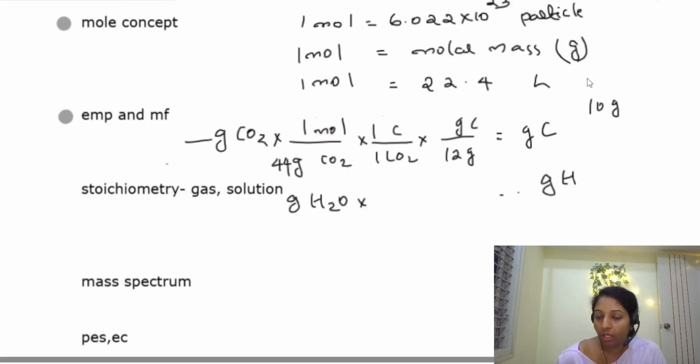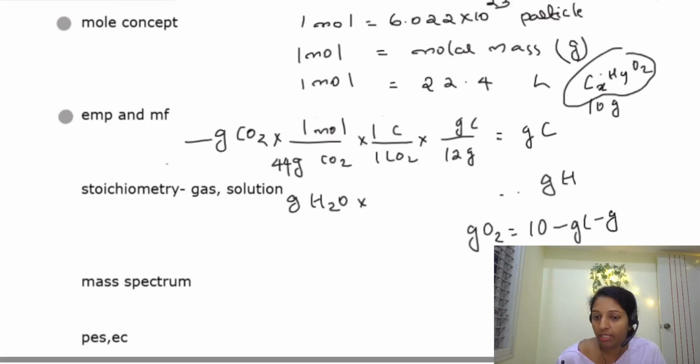The compound is not only carbon and hydrogen; usually oxygen will also be there, like CxHyOz will be the form. At that time, you get the grams of oxygen by using 10 gram minus the grams of carbon minus the grams of hydrogen. After that, do the same steps: given gram divided by the corresponding atomic mass, then divide by the smallest n. That will give the empirical formula. That is what we need to do with combustion analysis.